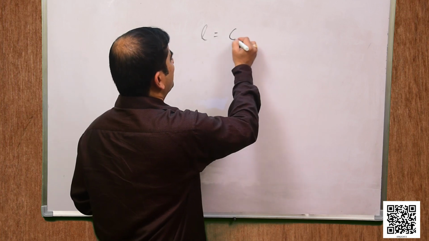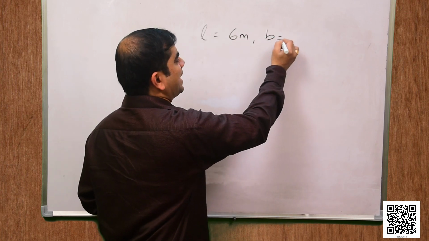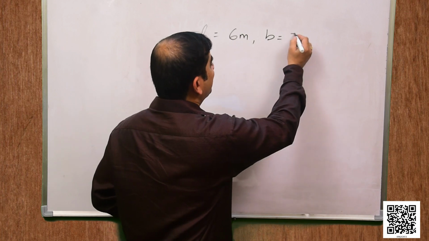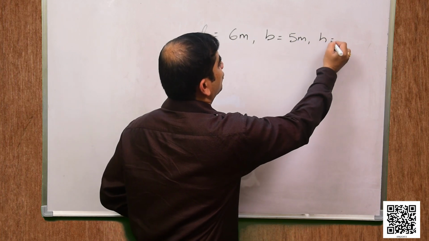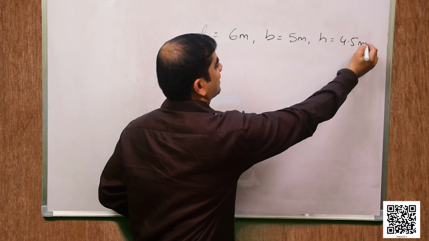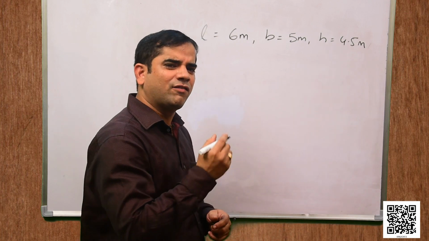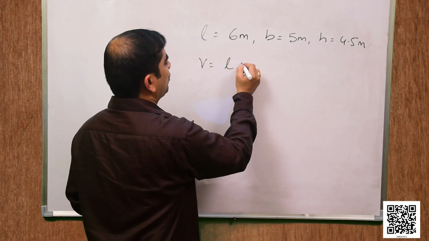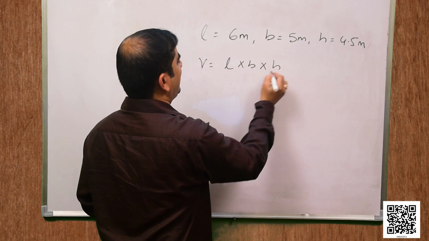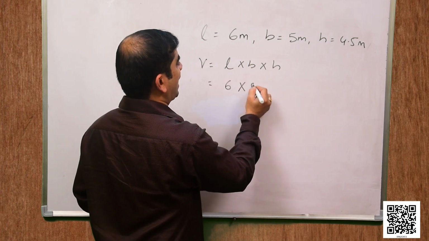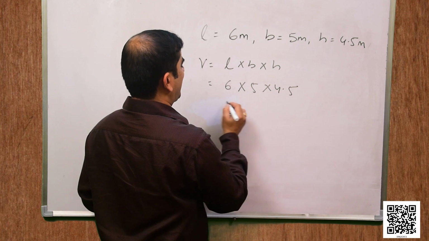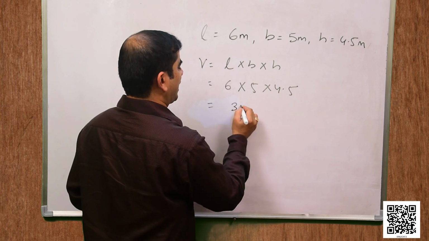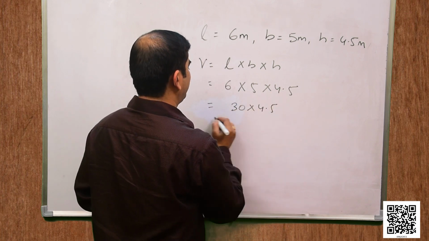As per the question, length is equal to 6 meter, breadth is equal to 5 meter and height is equal to 4.5 meter. So, what is the volume? V is equal to length into breadth into height, that is 6 into 5 into 4.5. So, that is equal to 30 into 4.5.